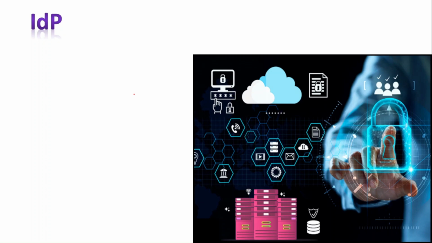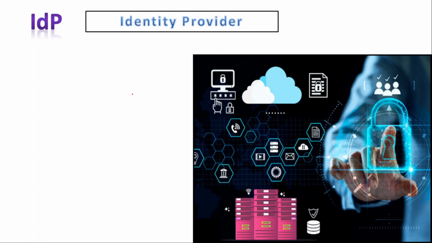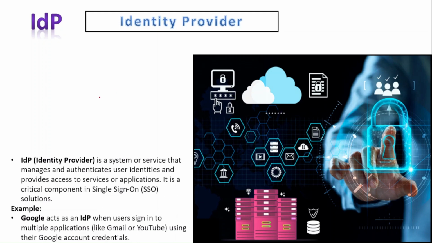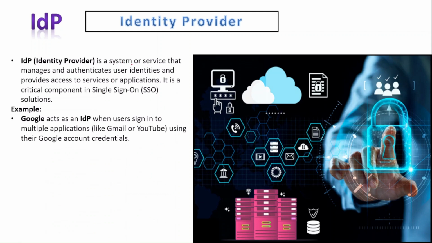IDP, that is Identity Provider. IDP, Identity Provider, is a system or service that manages and authenticates user identities and provides access to services or applications. It is a critical component in single sign-on, that is SSO solutions. Example: Google acts as an IDP when users sign into multiple applications like Gmail or YouTube using their Google account credentials.